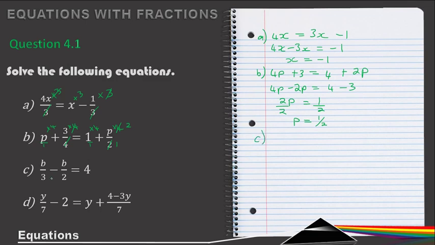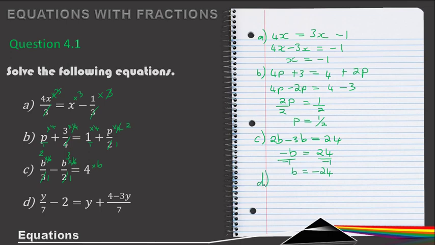Next up, we've got C, and between 3 and 2, my lowest common denominator is 6. So what I am going to do is multiply each and every term with a 6, and then cancelling means that 3 goes into itself once and into 6 2 times, and then 2 goes into itself once and into 6 3 times. So what is left? We've got 2b for this one minus 3b equal to 24, when I say 4 times 6. So if I subtract these, I get negative b equal to 24. Then to get rid of this negative, I divide both sides by negative 1. Then b is equal to negative 24.